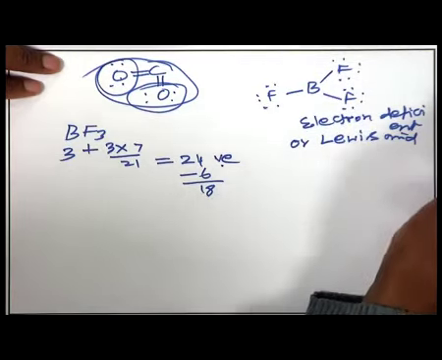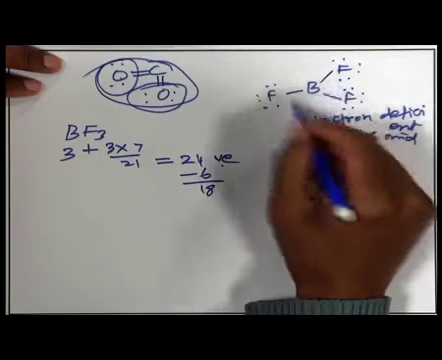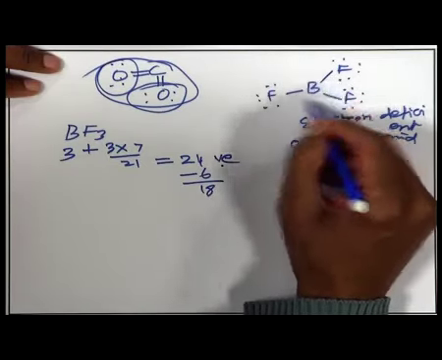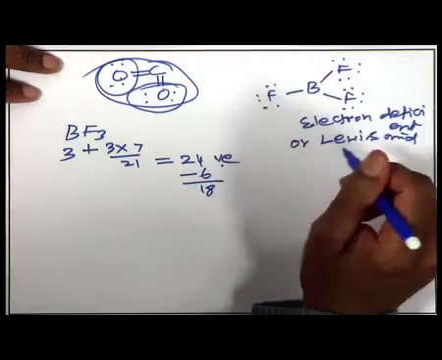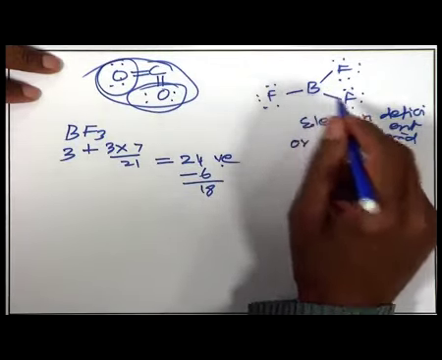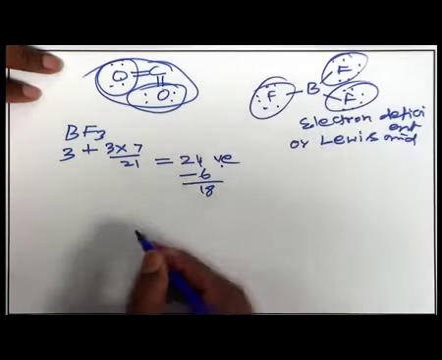Then we have to think about the repulsion between the lone pair and lone pair, lone pair and bonding pair, and then bonding pair repulsions. In this central atom there are 3 bonding pairs. So when 3 atoms are connected, there are 3 regions: this is one region, this is another region, and there is a third region.